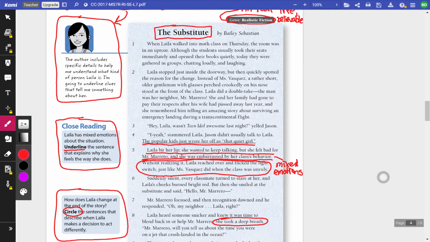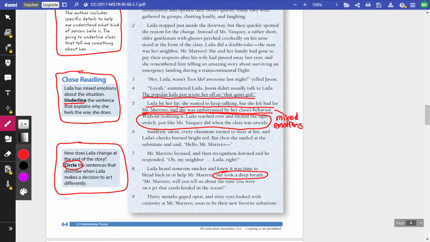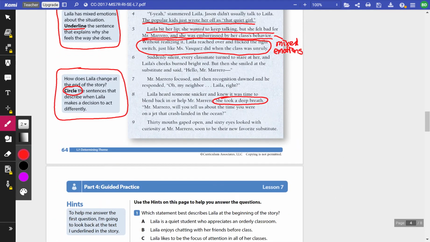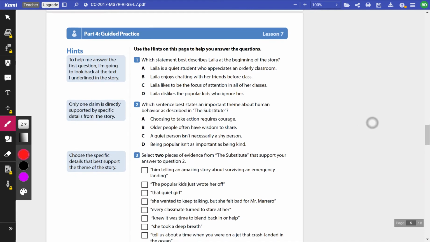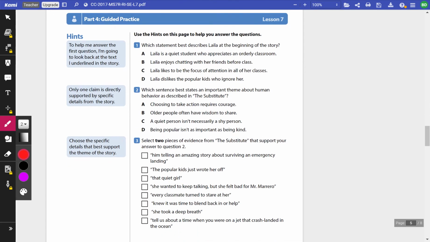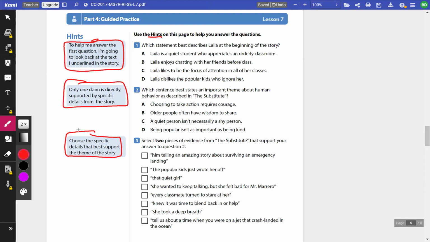So this is how we annotate the text, and we have analyzed it pretty thoroughly. So now let's go ahead and look down at the questions. So it tells us, use the hints on this page to help you answer the questions. So out to the side, we have 3 hint boxes, and we also have 3 questions. So that tells me that each hint is going to be used for each question. So hint box number 1 goes with question number 1, hint box number 2 goes with question 2, and the last hint box goes with question number 3.